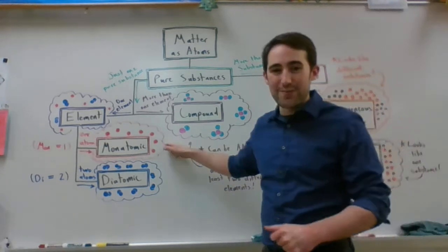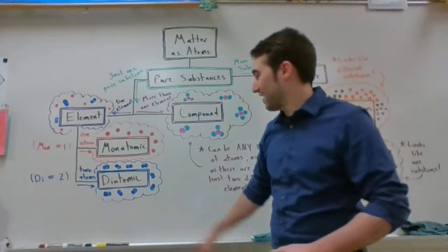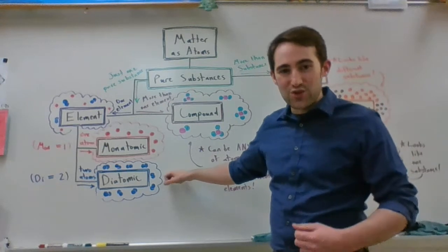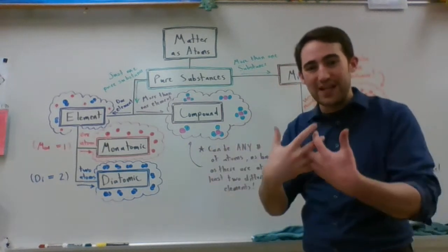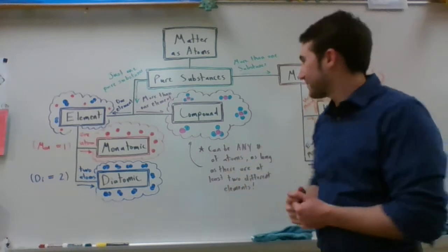1 atom of 1 element, mono is 1. Di is 2, so 2 atoms of the same element. And then a compound is a combination of different elements.